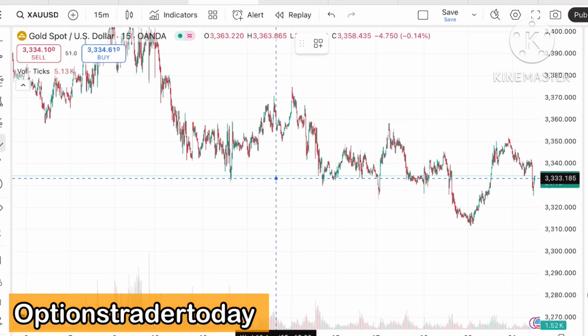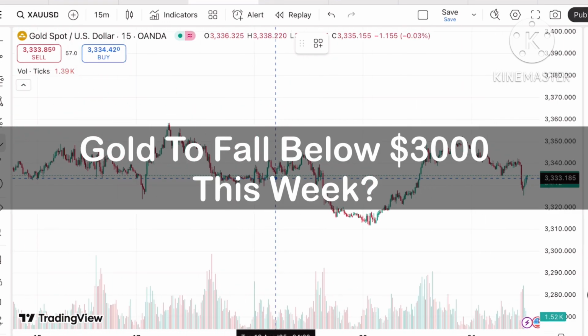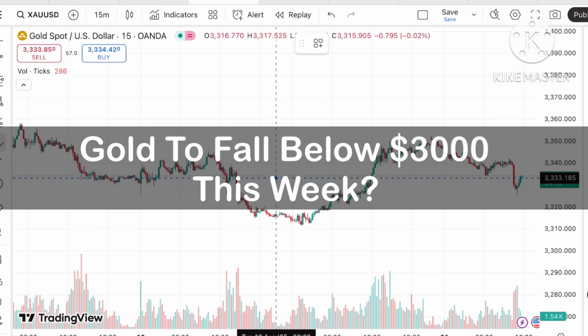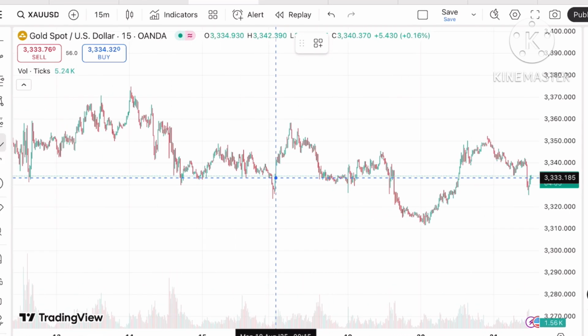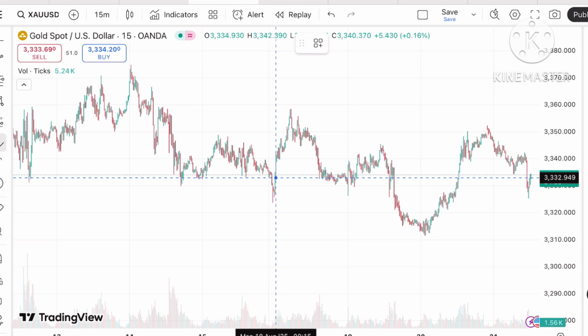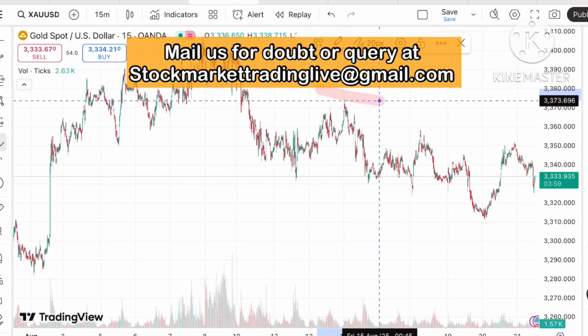So today in this video I'll explain how the price of gold has moved in the last week and how the price of gold can move in the next week. See, this is a 15 minute chart, so you will understand how the price of gold is moving over 15 minutes. Okay, if you look at this trend, we have seen a continuous downtrend.